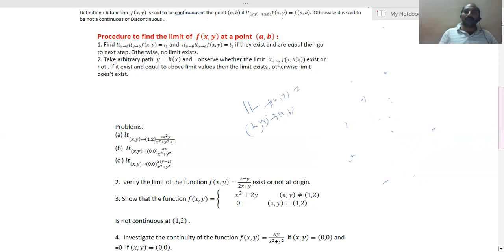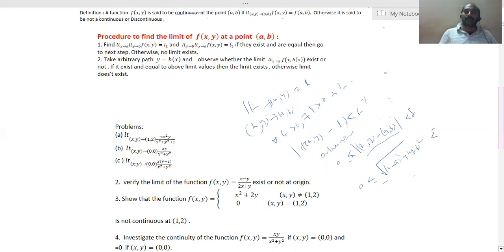The limit of f of x comma y equal to L means, for every epsilon greater than 0, there exists delta greater than 0 such that modulus of f of x comma y minus L is less than epsilon whenever 0 is less than mod of x comma y minus a comma b is less than delta. This value is nothing but the distance between two points. So the distance between two points is the square root of x minus a whole square plus y minus b whole square, less than delta.